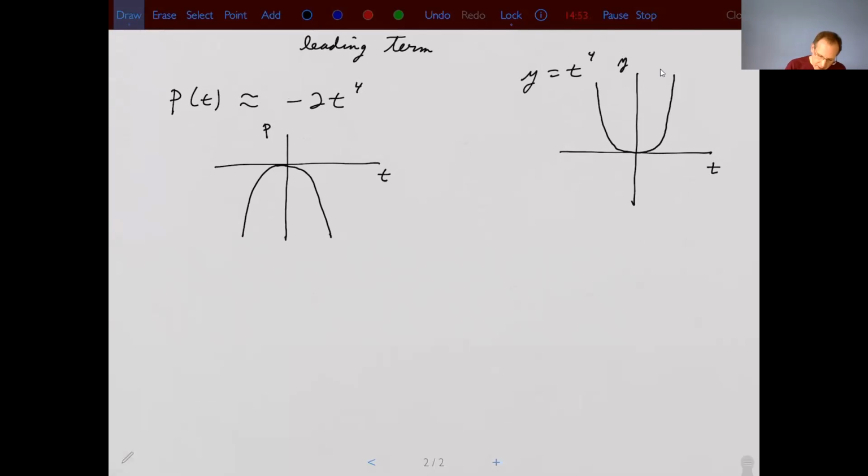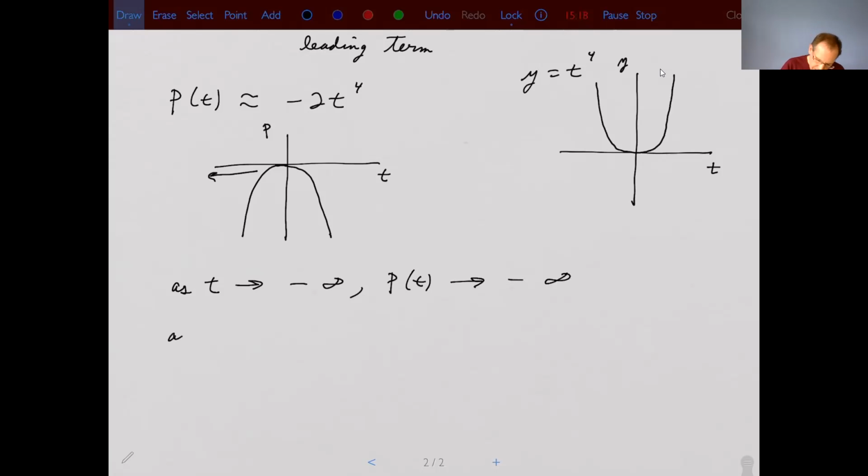So as T goes to negative infinity, so as T gets smaller and smaller and smaller, as you go in that direction, what happens to the polynomial? Well, we only need to look at that leading term, so we only need to look at that picture. It's going towards negative infinity. So P goes to negative infinity.